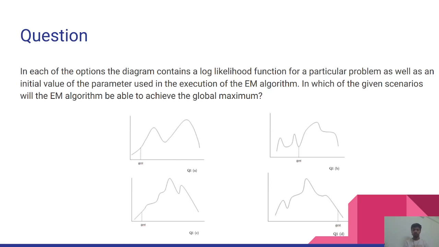So let's go step by step, option by option. So option A. Do you think this will go to the global maximum? Will you be able to reach it? No. Okay, can you explain why?